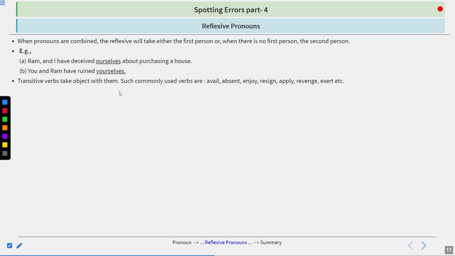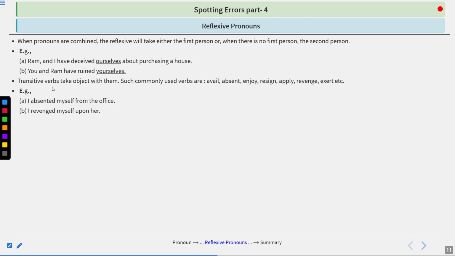Transitive verbs take objects with them. Such commonly used verbs are avail, absent, enjoy, resign, apply, revenge, exert. Exert means to put yourself fully in some work. Avail means to be available. Absent means, I absented myself from the office.